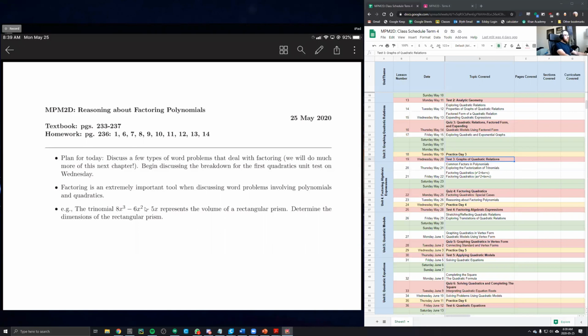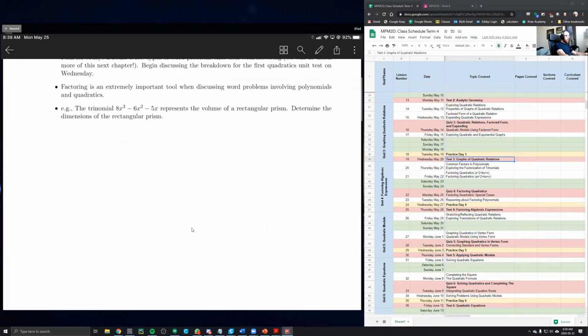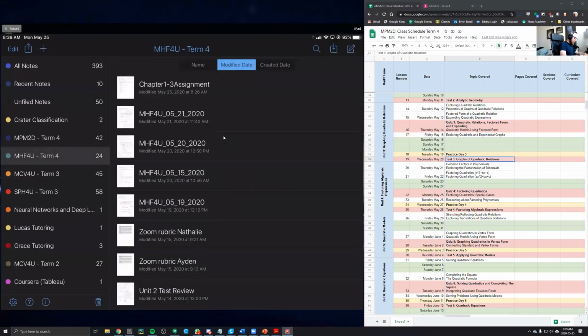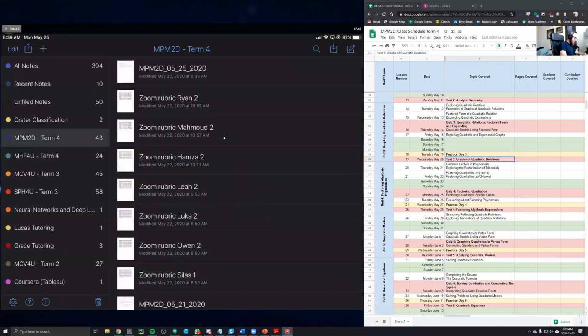So let's do a basic word problem here. The trinomial represents the volume of a rectangular prism. Determine the dimensions of the rectangular prism. So this one's a little bit different than other questions that we've seen. The first thing that I'm going to do, I have to switch over to here, there we go.